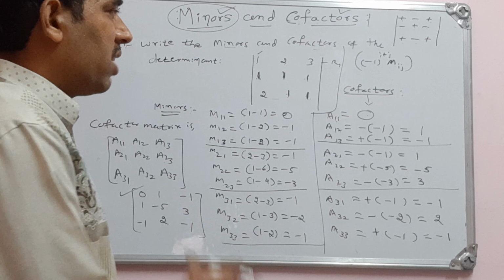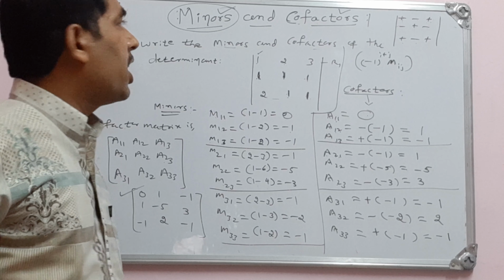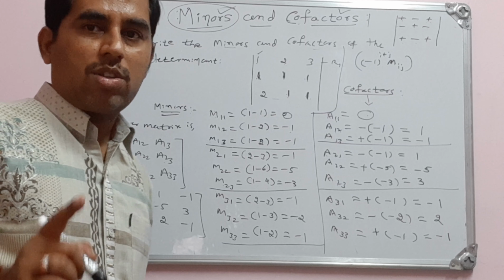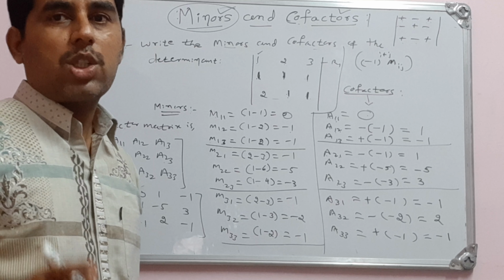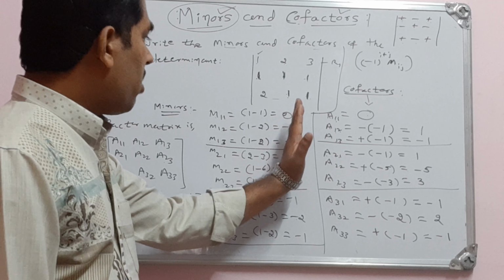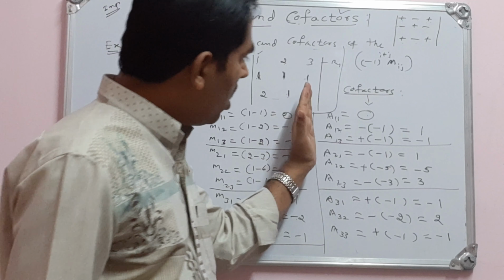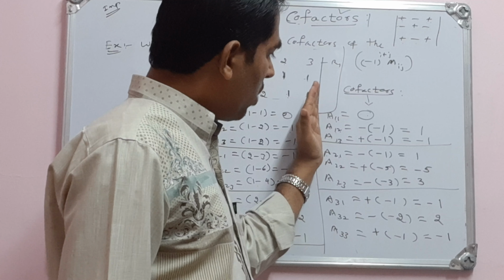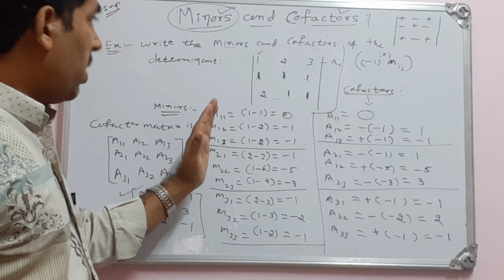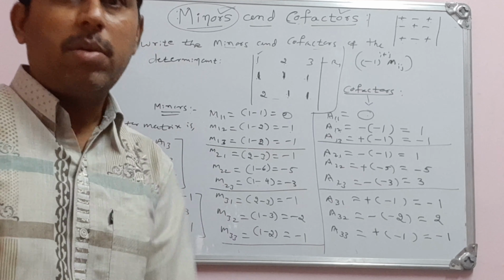In this way you can take your own examples. This is very, very important. We have some properties related to minors and cofactors. I have taken two examples of a 3 by 3 determinant and one example of a 2 by 2 determinant, and shown how to write minors and cofactors. Instead of writing minors and cofactors separately, we can directly write A11, A12, A13, A21, A22 and so on. So I have explained the meaning of minors and cofactors of a determinant.